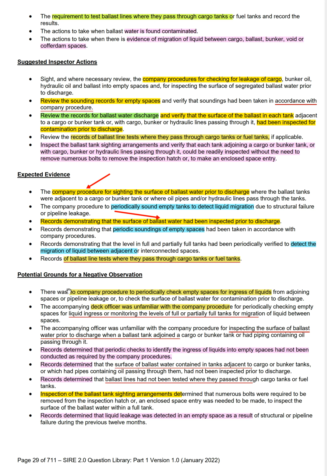So the chances of a negative observation are: the company procedure is not there, or the officer is not familiar with it, and mainly if there is any record which determines that there was liquid leakage in an empty space in the past 12 months, and also if the records determine that the ballast water or a ballast tank was contaminated by oil from the adjacent space in the previous 12 months.